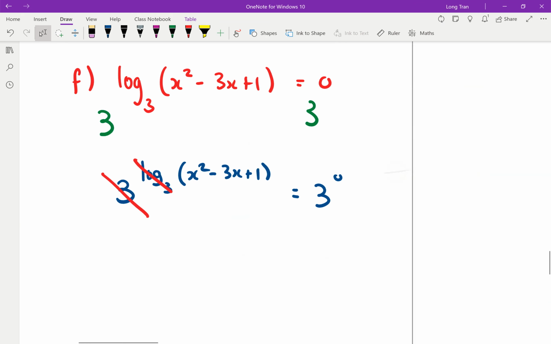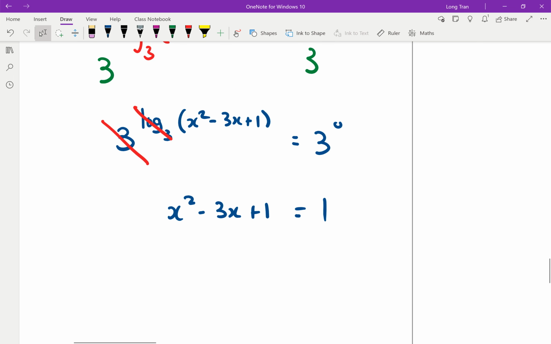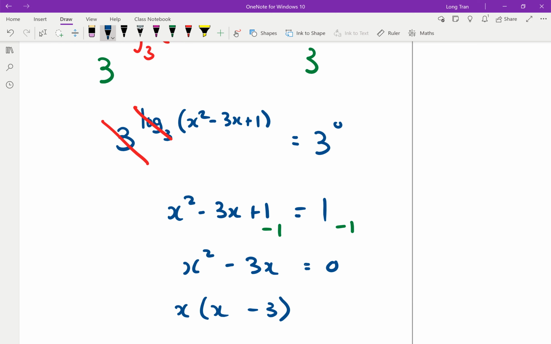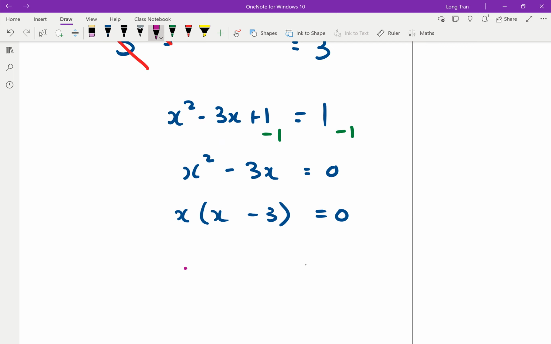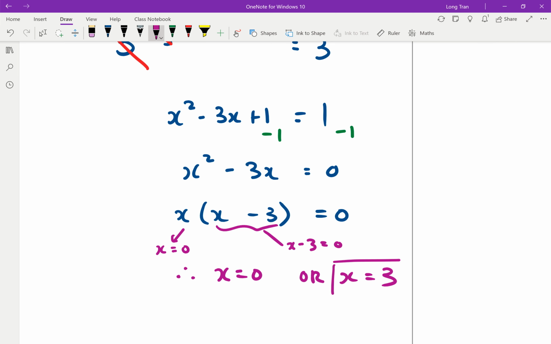So all I did was inverse the operation, and that now gives me x squared minus 3x plus 1 is equal to 3 to the power of 0, which is 1. Minus 1 on both sides, so I now get x squared minus 3x is equal to 0. And so I'm balancing the equation, and now I'm going to factorize it. Take out x as a common factor: x times (x minus 3). Use the null factor law, so therefore x is either equal to 0 or x is equal to 3. Okay, so x could equal 0, or x minus 3 equals 0, and then you end up with x equals 3 or x equals 0.